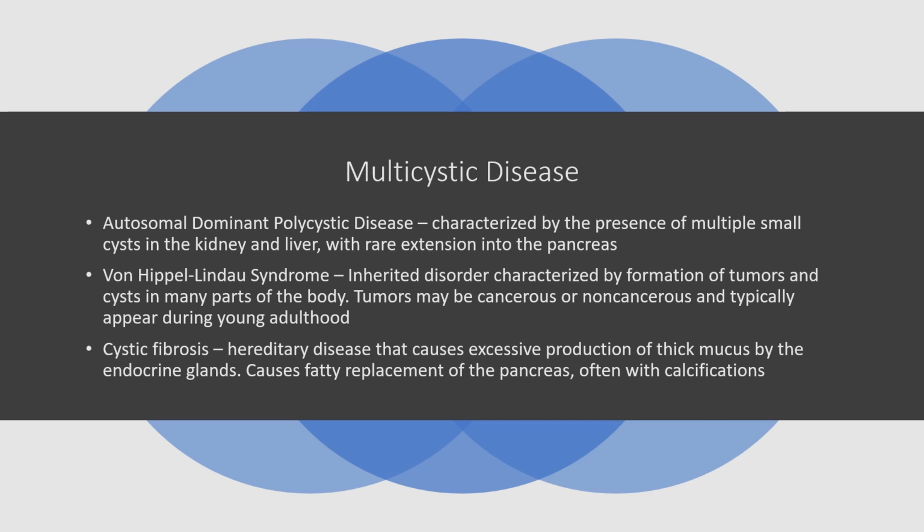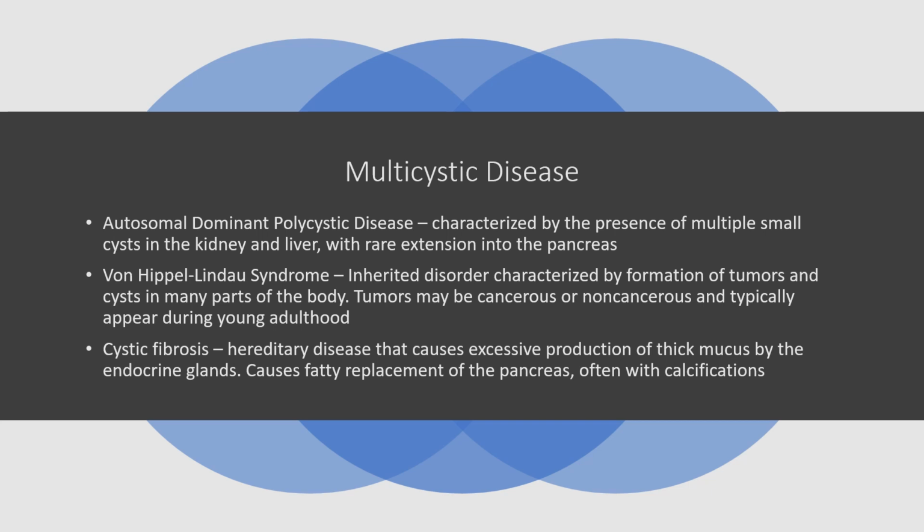We're going to talk about multicystic disease next, and there are a wide variety of lesions of the pancreas that you can see on imaging studies. The cysts can be either non-neoplastic or neoplastic. Neoplasm just means new growth. It can be cancer, so it's a tumorous growth, okay? So we're going to talk about the different types of multicystic disease.